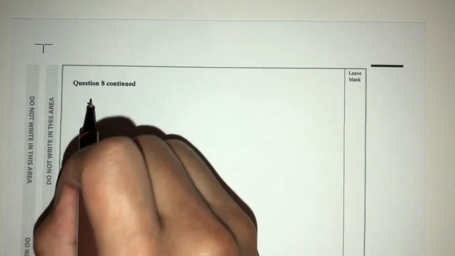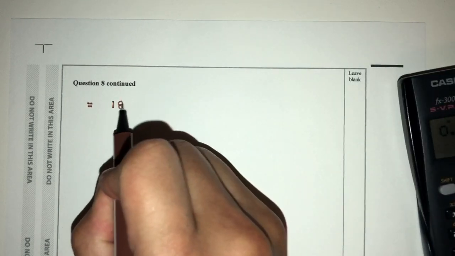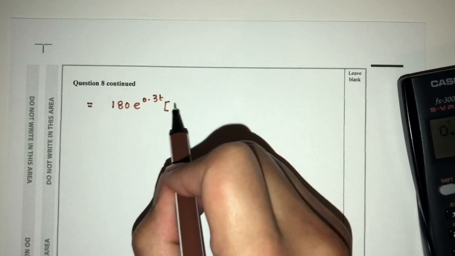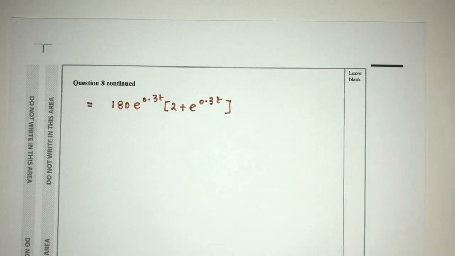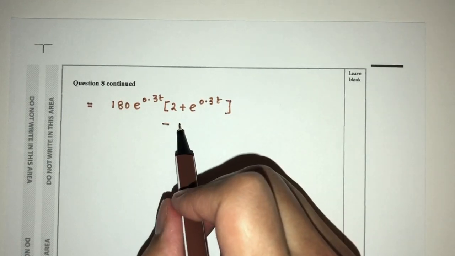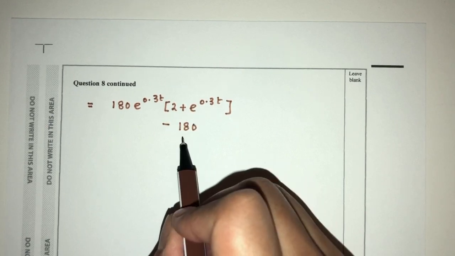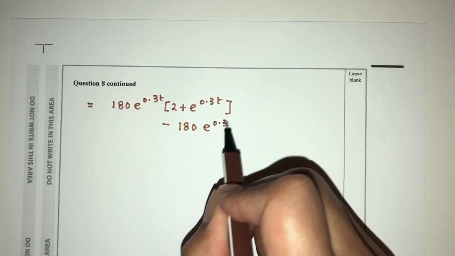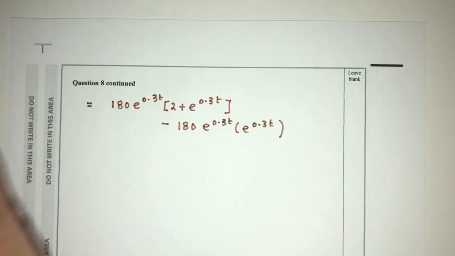So on top we have what? We have 0.3 times 600, so 0.3 times 600, that will be 180. So we have 180 exponential 0.3t multiplied by 2 plus exponential 0.3t. Now minus, next one will be same thing, so 180, then we have exponential 0.3t multiplied by exponential 0.3t. That's the simplification of the numerator.